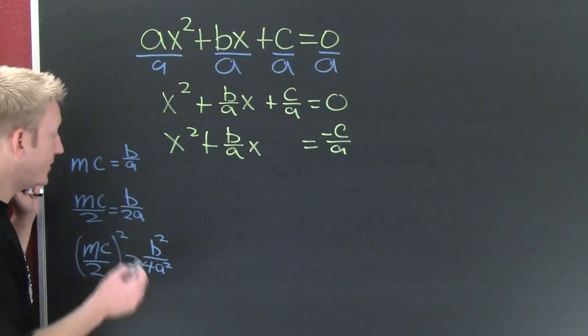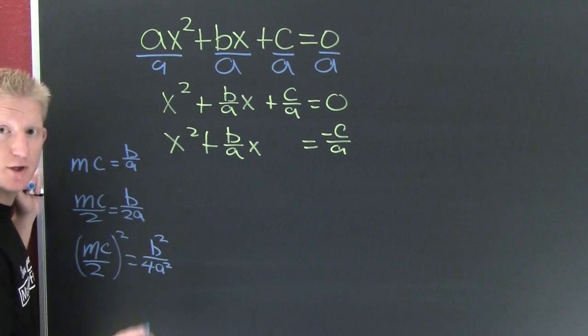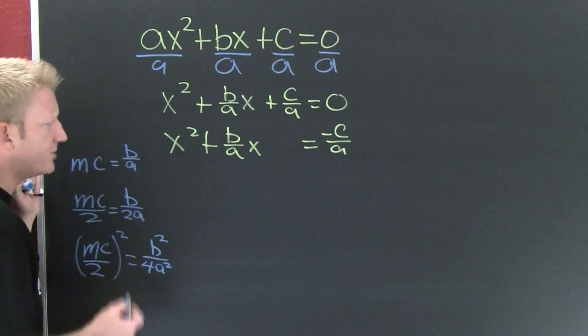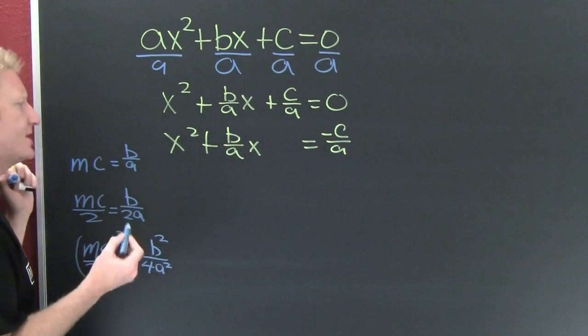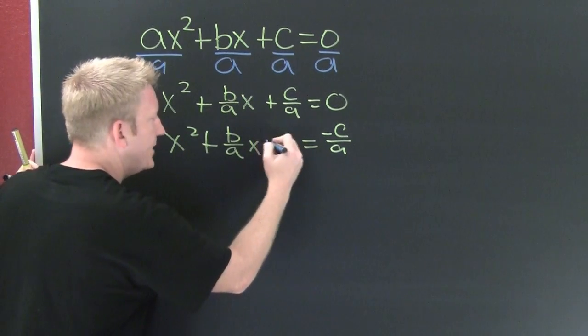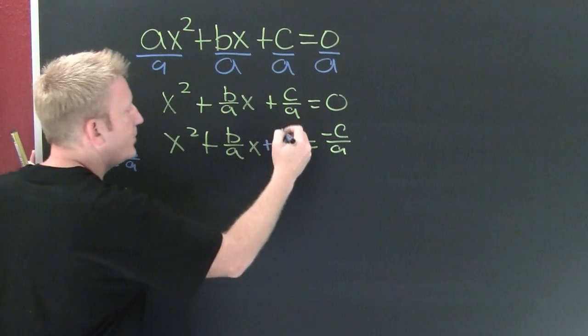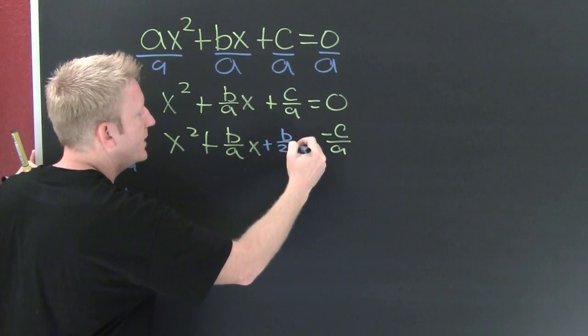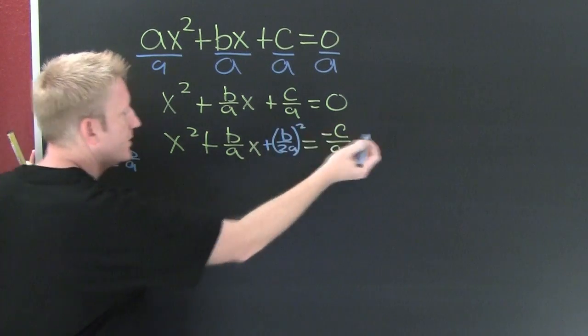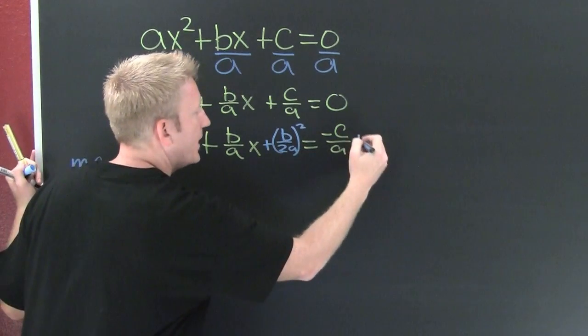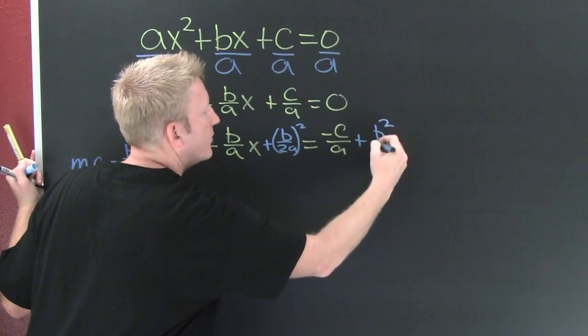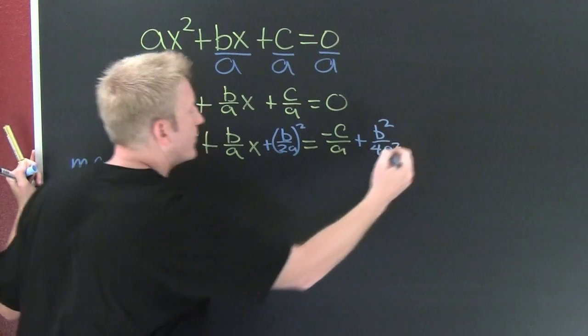If you don't believe me, then you do this, exponent properties. Half the middle coefficient squared, add that to both sides. So I want to add b over 2a squared to both sides, plus b squared over 4a squared.